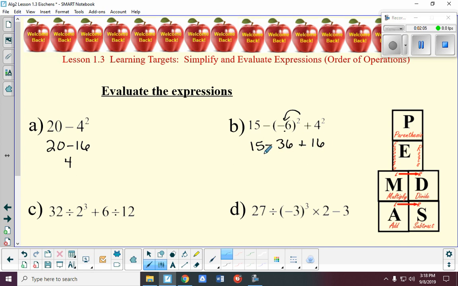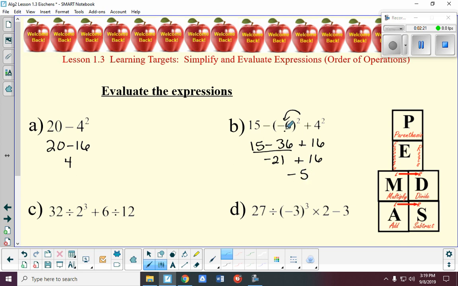So now we have adding and subtracting going on. So we just go from left to right. First, we'll subtract 15 minus 36. That would be negative 21. And now we have plus 16. And now we'll combine those. Negative 21 plus 16 is a negative 5.